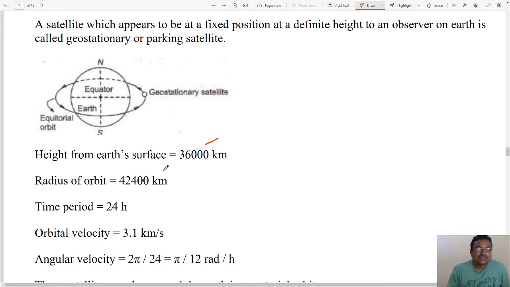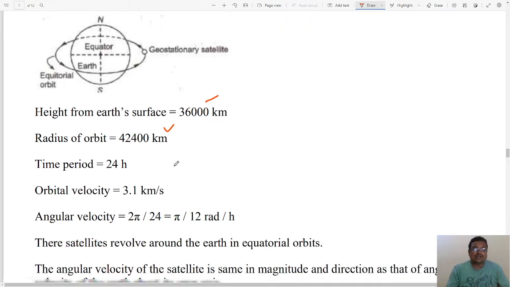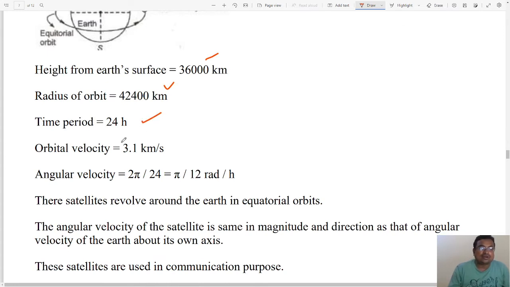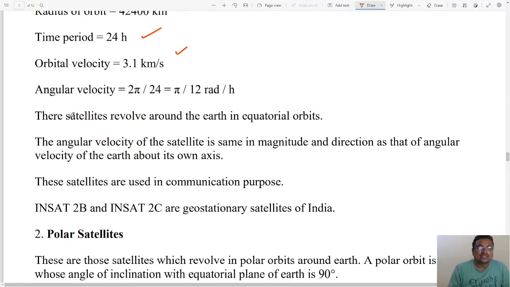The radius of orbit is 42,400 km, and the time period is 24 hours. Orbital velocity is 3.1 kilometer per second. Angular velocity is 2 pi by 24. The satellite revolves around the Earth in an equatorial orbit, from east to west along the equatorial line. A geostationary satellite revolves around the Earth in an equatorial orbit.